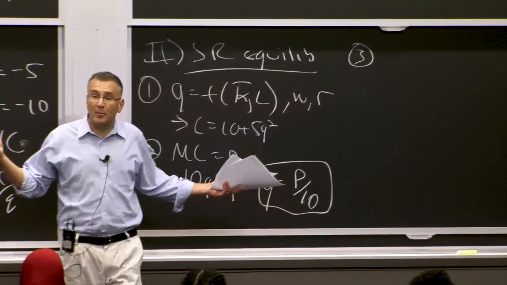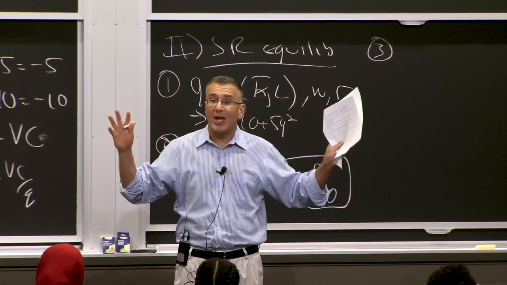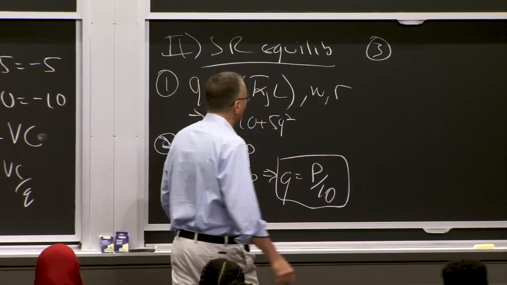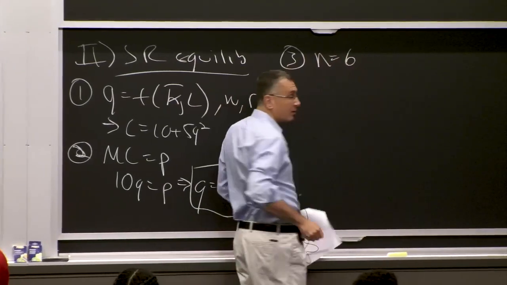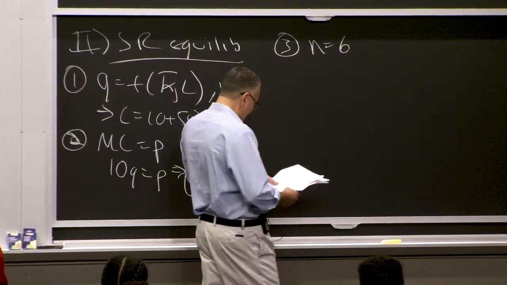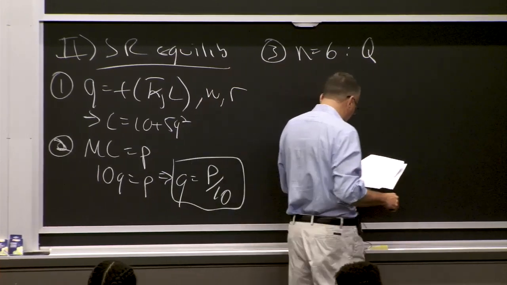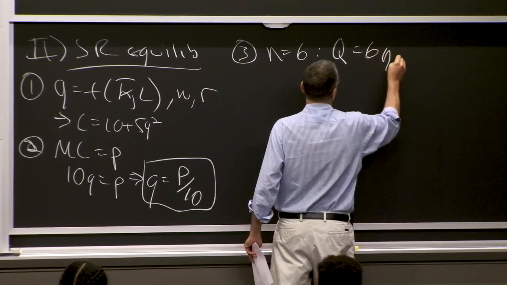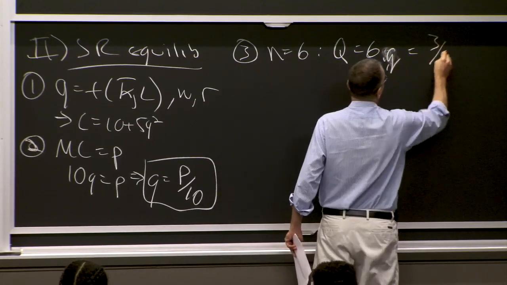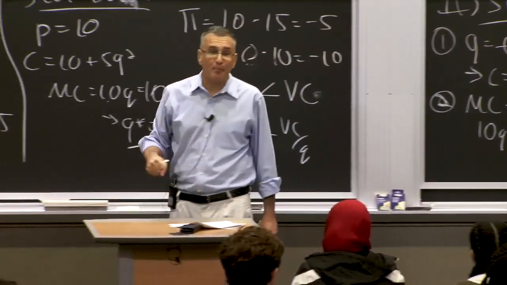Step 3 is to create a market supply curve. Let's say there are 6 firms in the market. I'm just pulling this out of thin air. In a minute, we'll get to how many firms there are. But for now, in the short run, there's no entry and exit, so whatever number of firms I tell you, that's what's there. That's just given. So let's say n equals 6. I'll come in a minute to where 6 comes from. That means the total market supply, big Q, is equal to 6 little q, which equals 3/5 P, or 6/10 P. That is our market supply curve.